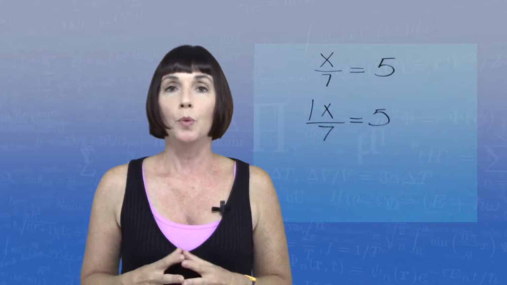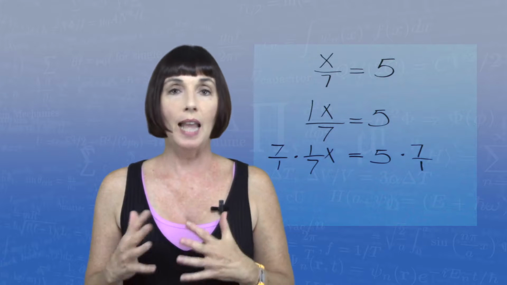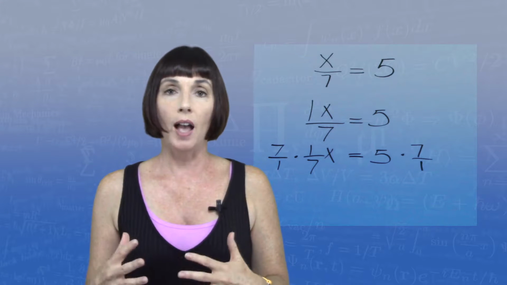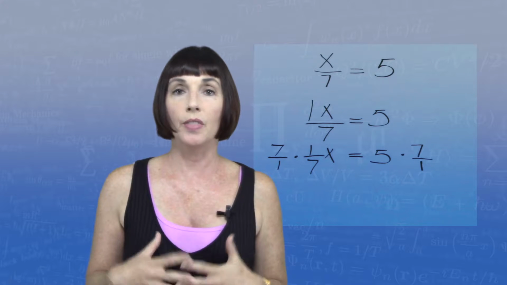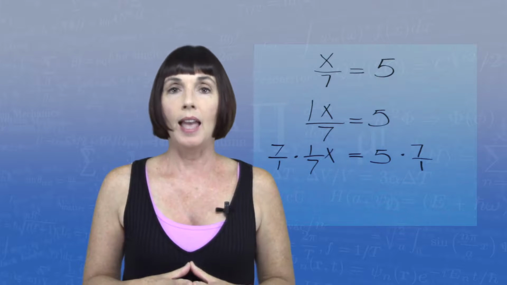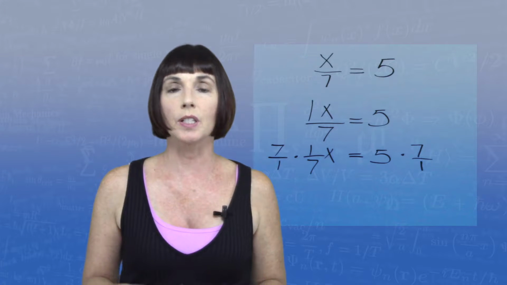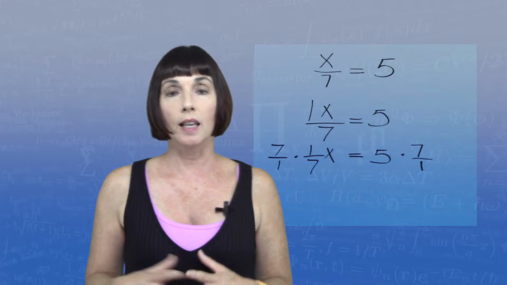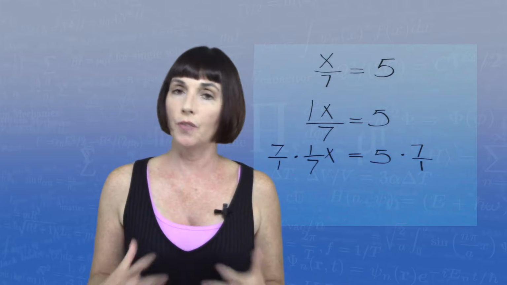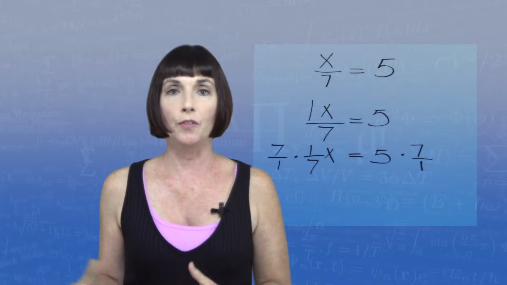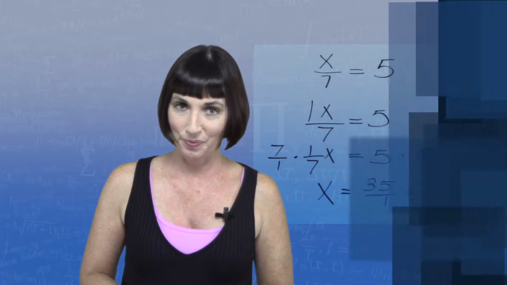So on the left, we have 7 over 1 times 1 over 7 x equals 5 times 7 over 1. Okay? So we simplify the left side of the equation, and 7 over 1 times 1 over 7 is just 1, so that leaves us with x. And on the right side of the equation, we have 5 times 7 over 1. That's just 5 times 7, so 35. So our answer is x equals 35.